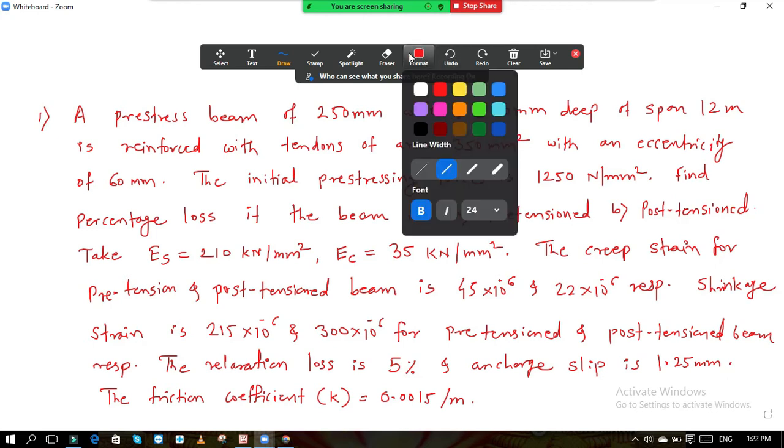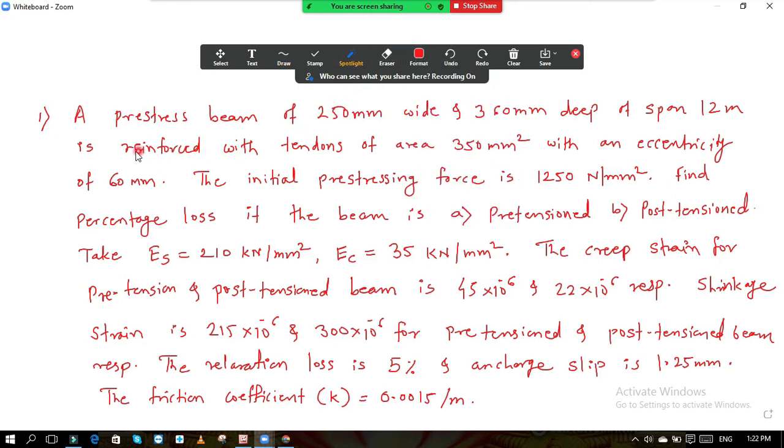So this is the given numerical. First we will see it. A prestressed beam of 250 mm wide and 360 mm deep of span 12 meter is reinforced with the tendons of area 350 mm square. So B is given, D is given, L is given, AST, area of steel, is given. The value of eccentricity is also given. The initial prestressing force is 1250, so the value of P is also given.